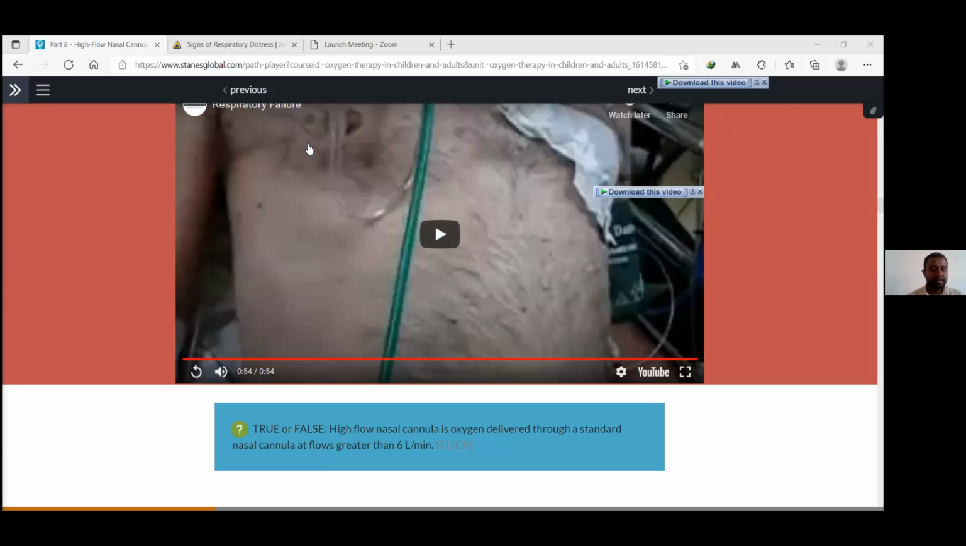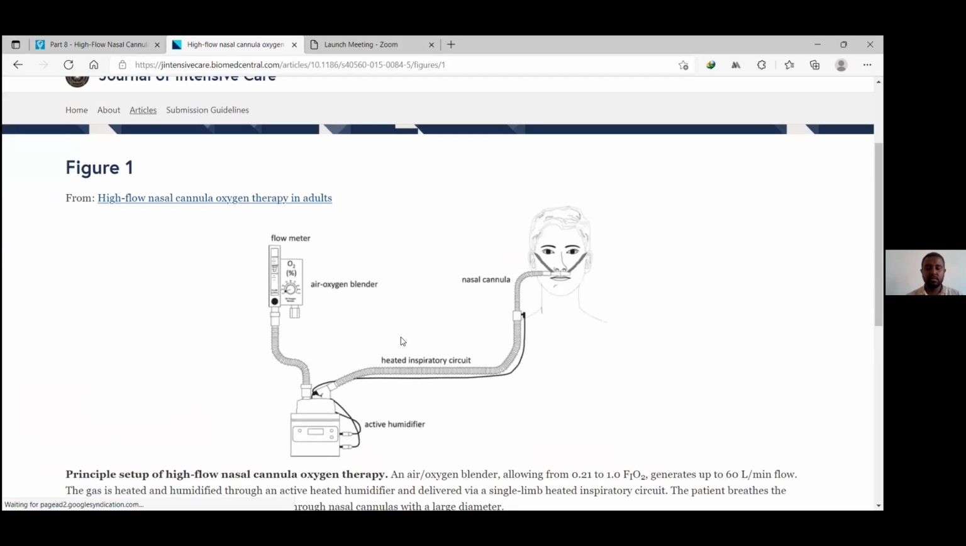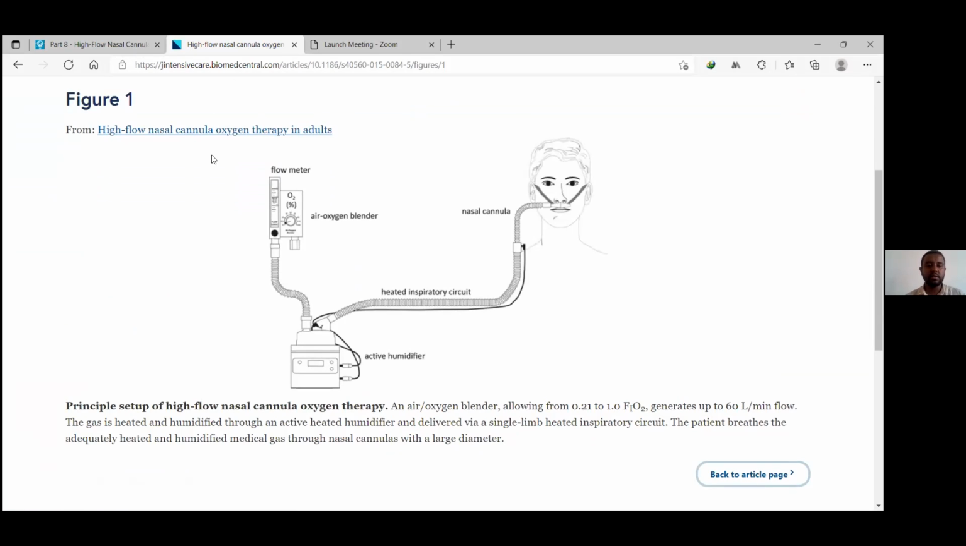Okay, I think we will go through the answers now. By definition, just a high flow, you might find different definitions in different guidelines, but more than 10 liters is considered to be a high flow. But when we say high flow nasal cannula oxygen therapy, there is an air oxygen blender, as you can see in the picture, allowing FiO2 delivery ranging from 0.1 up to 1, and generating up to 60 liters per minute of flow. I think our participants have clearly said that. And the other thing that makes it peculiar is that the gases are heated and humidified.